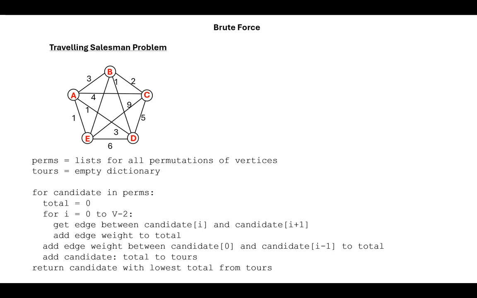That's probably enough for algorithmics. We might look later at how to do this using a recursive algorithm, but it's pretty hard. So we start by creating a list of lists, where each list is a permutation of vertices, and tours, which is going to be our dictionary, which will keep track of how long each permutation takes.